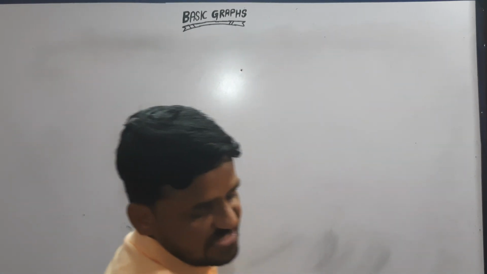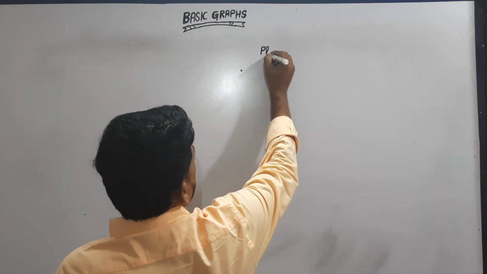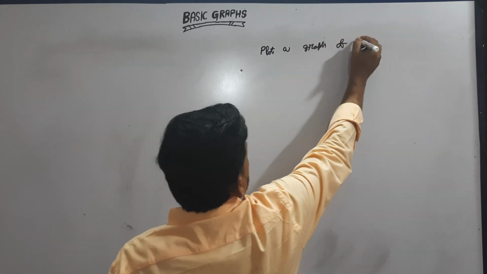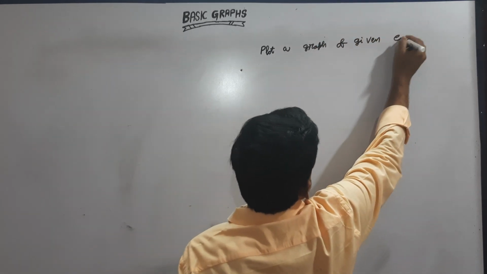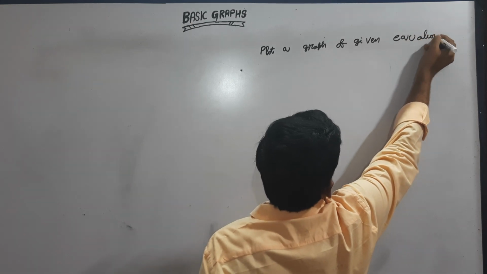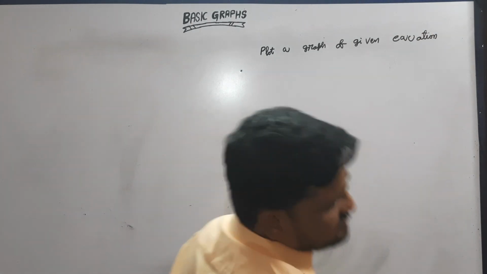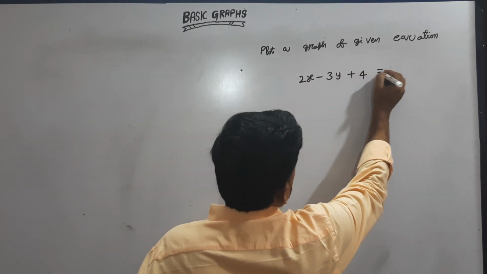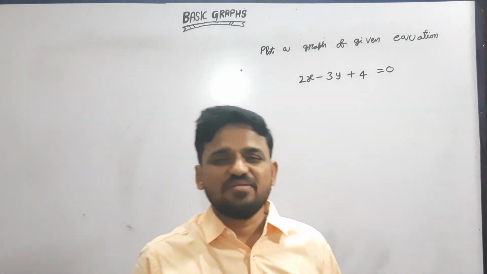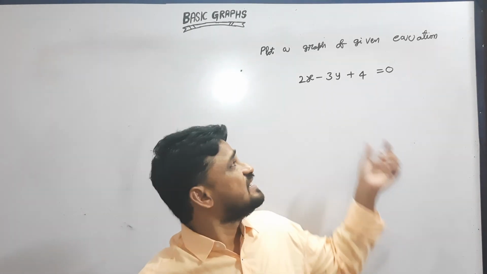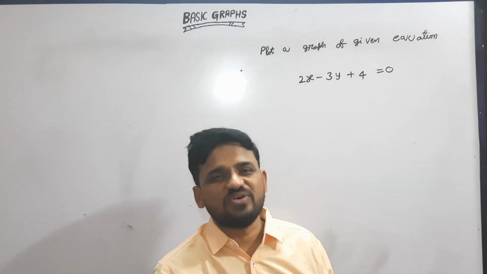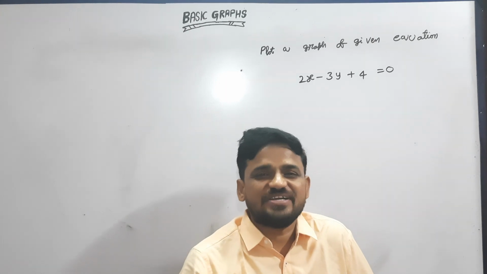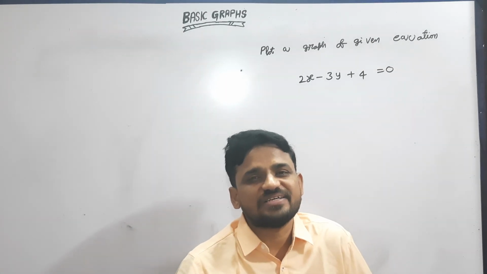Now, plot a graph of the given equation, like 2x minus 3y plus 4 equal to 0, any equation. Even if they give a graph, we can write the equation, and based on that equation we can find out any quantity.